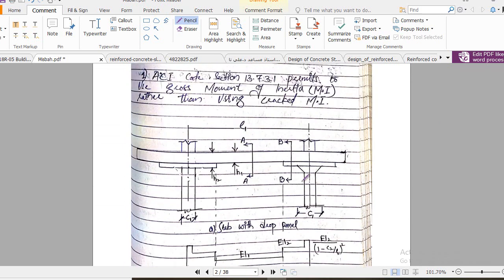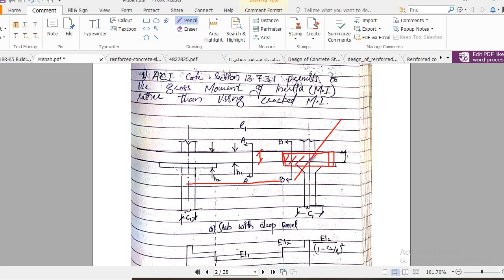Like in this case, you see, we have a column capital, we have a drop panel, and we have a slab. Here the thickness is 7.5 inch, but here the thickness is 10.5 inch. So we are using just the average thickness, that is 8.5 inch. And remember, this is our span direction and this is our transverse direction. Clear? So we have to use this section. Remember, this is very important.